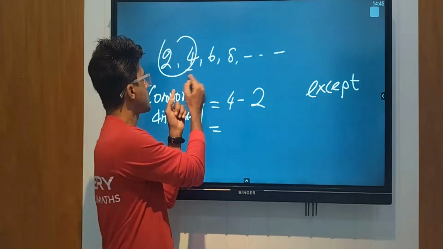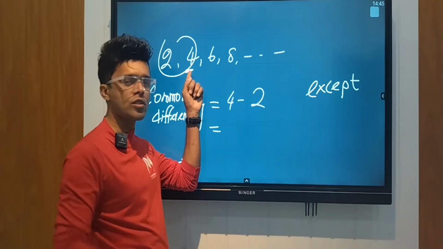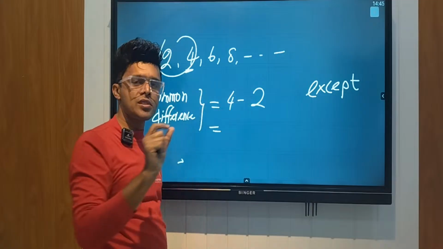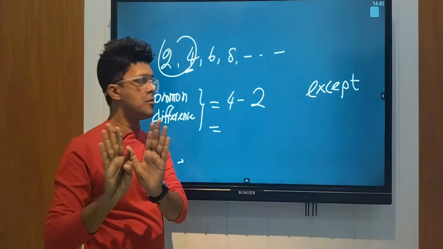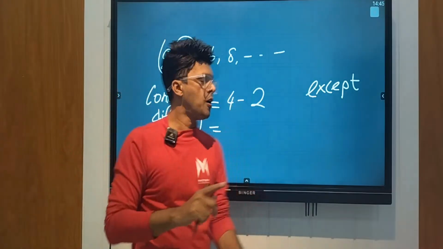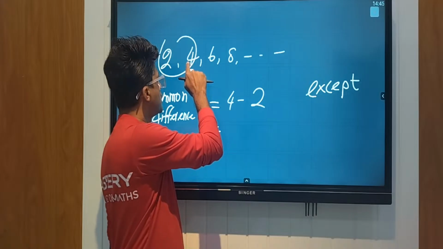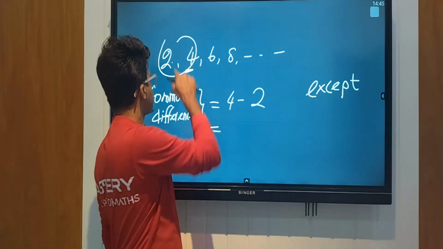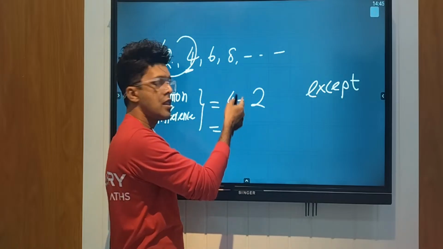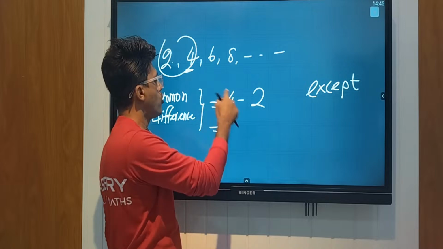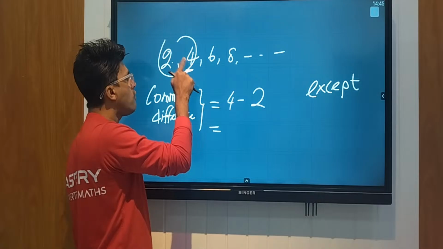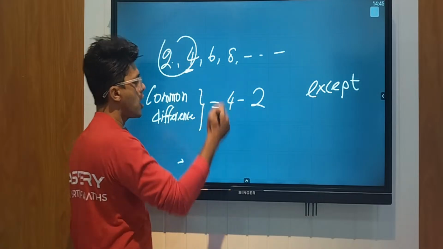Any term, this 4 is any term, really, but it is not the first term. It is the second term. You need to take any term except the first term, and you need to subtract the previous term. Common difference equals any term except the first term, which is 4 here, minus the previous term. The previous term of this 4 is 2. Then 4 minus 2 is 2.